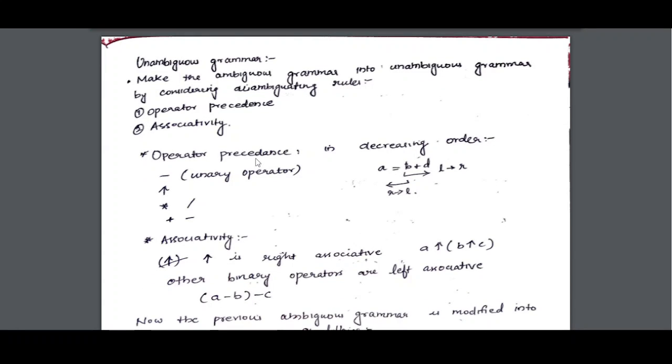So there are two rules, which are operator precedence and associativity, which we need to check so that our parse tree becomes correct or we get a unique parse tree. So what is operator precedence? Like in mathematics, here also we have a precedence of the operators. So it is in the decreasing order. So minus comes first, then we have this arrow, then we have multiplication and division, then we have plus and minus. So these are the operators in decreasing order.